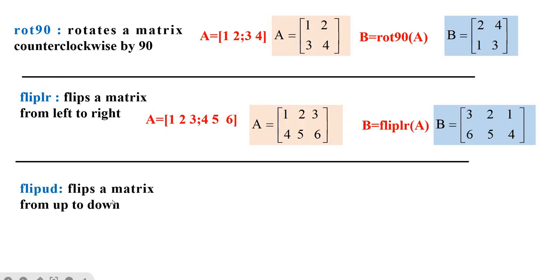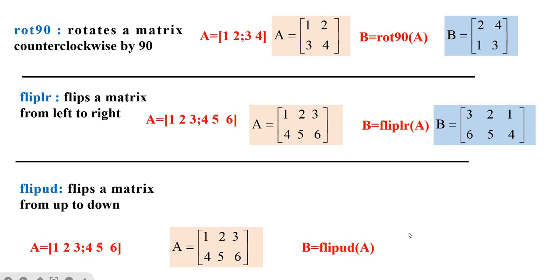Next is flip UD, which will flip a matrix from up to down. So if you have A = [1 2 3; 4 5 6], that is 2 rows and 3 columns like this, and you perform the flip UD operation on the matrix A, then you will get B = [4 5 6; 1 2 3]. That is, the first row has come to the second row and the second row has come to the first row. So the elements are being shifted from down to up.